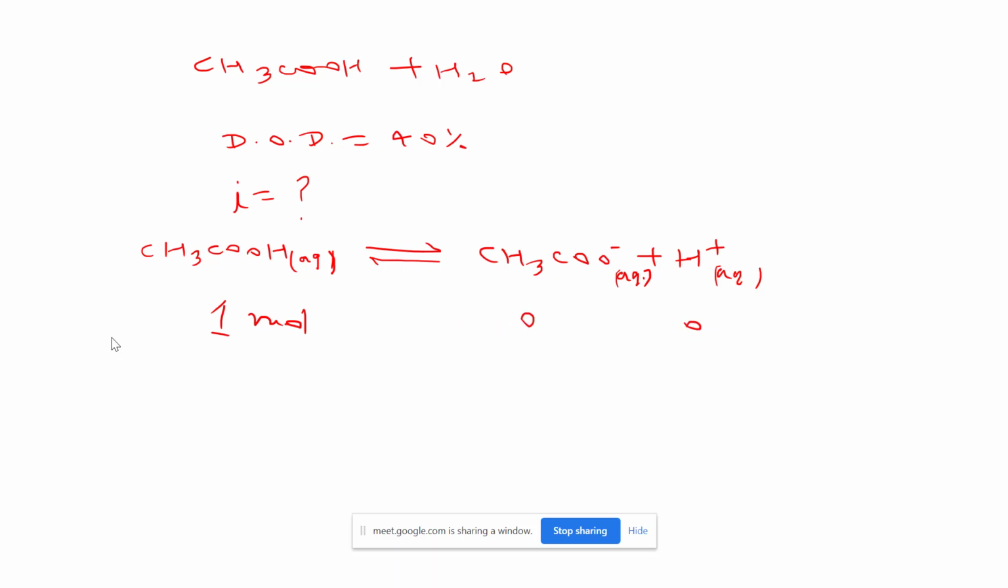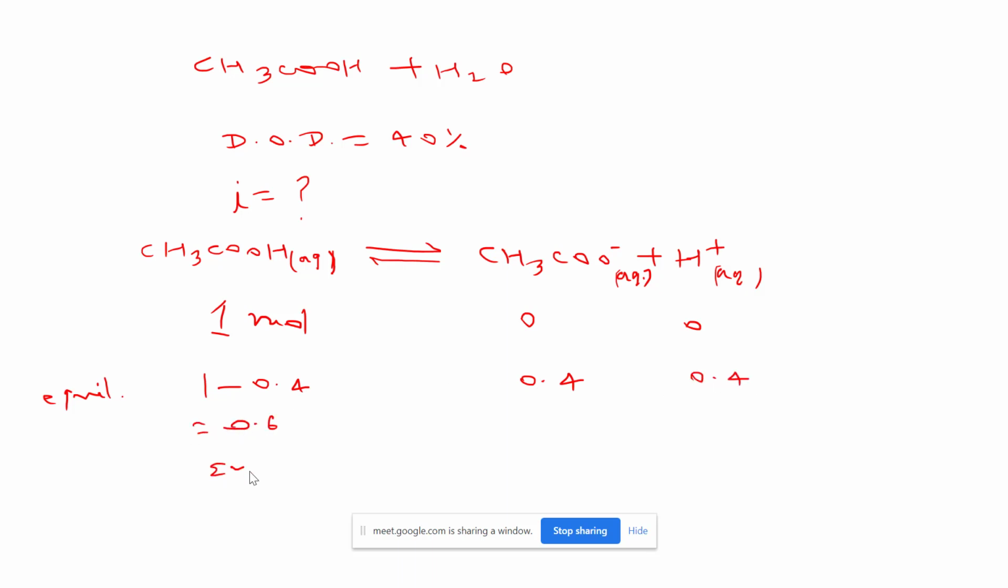Okay, so now at equilibrium, if the degree of dissociation is alpha, just put 1 minus alpha here. So at equilibrium, you can proceed in terms of alpha, or you can just take the direct value of alpha as well. Like here alpha is given as 40%, so you can take 0.4 directly. And how many moles are we getting for this? 0.4, and for this 0.4. So the remaining moles are 0.6.